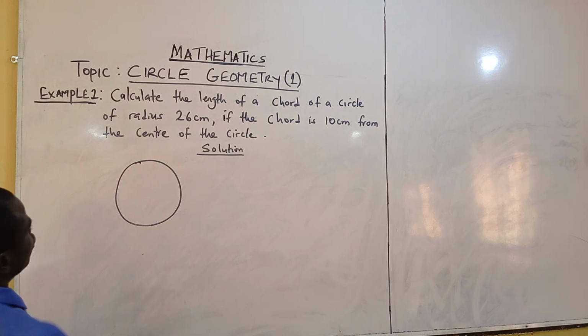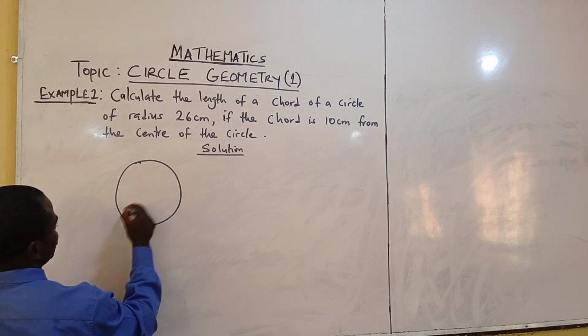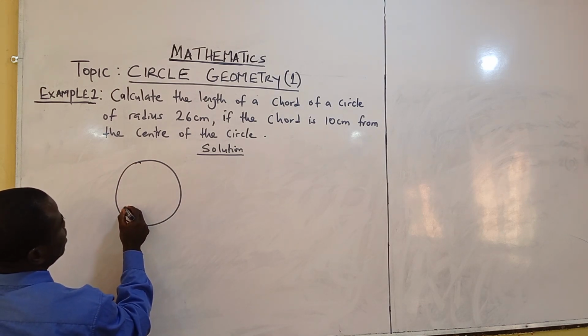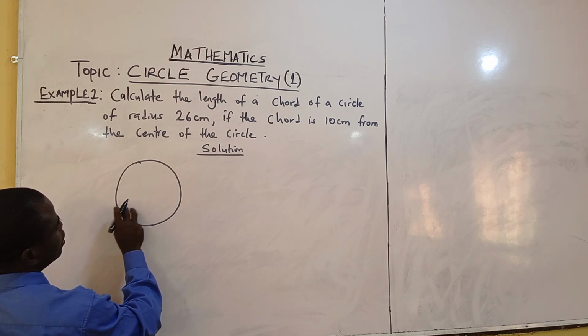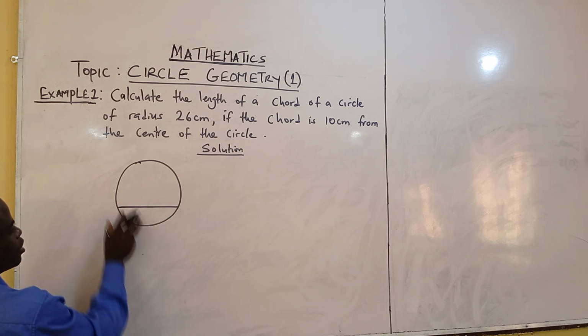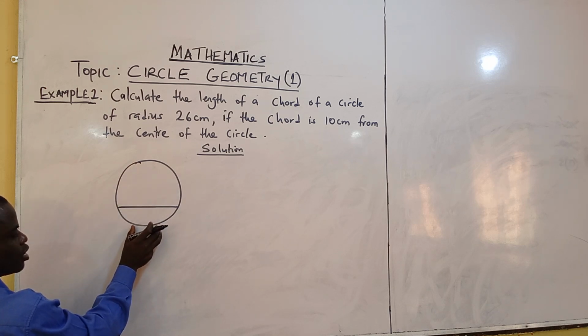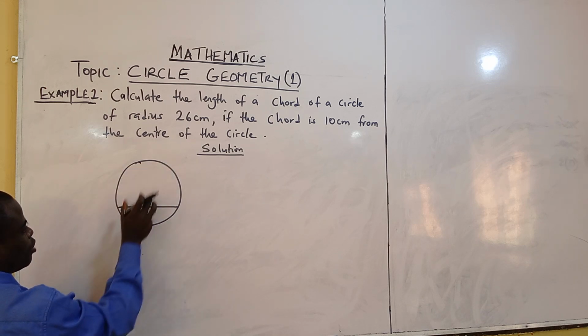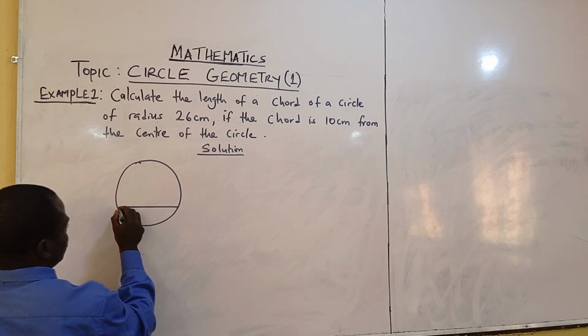Calculate the length of a chord of a circle of radius, if the chord is 10 centimeter from the center of the circle. Let's say this is a chord. You can see a chord is not at the center, it is close to the circumference. You can draw it here, but I'm picking this side. Okay, this is a chord.